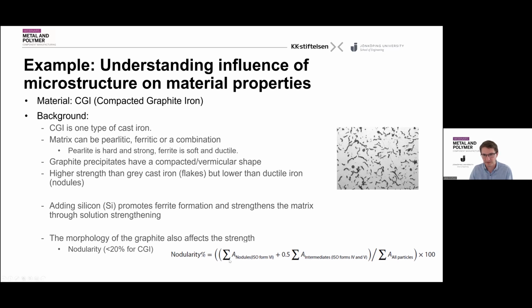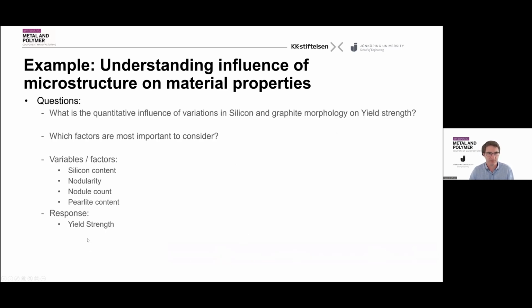It's calculated by this equation. So basically it calculates how many nodules we find. As in this microstructure, we can see some round parts of the graphite, while some had other shapes. So you use this equation to calculate that, based on the area of the nodules, 50% of the intermediates, divided by the sum of the area of all the particles, and then multiply by 100 to get it in percentage. Another factor you can measure is nodule count. And you can also measure perlite content to see if we have some perlite in this material.